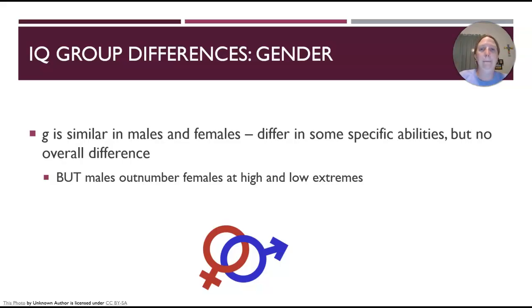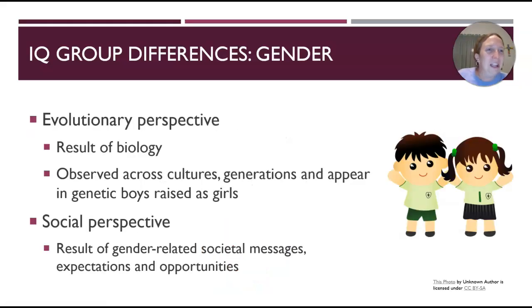Now the question is, why? We tend to blame two things. There is some inquiry into an evolutionary perspective, that perhaps it's a result of biology. And there's some level of evidence that this can be seen across cultures, Western and Eastern, collectivist and individualist, across generations, and that we see some differences in genetic boys raised as girls. So basically, when you follow certain IQ patterns, we do see some differences no matter what culture or age group you are, or if you're raised counter to your biological gender. We still see some level of intellectual difference. So there's got to be something there.